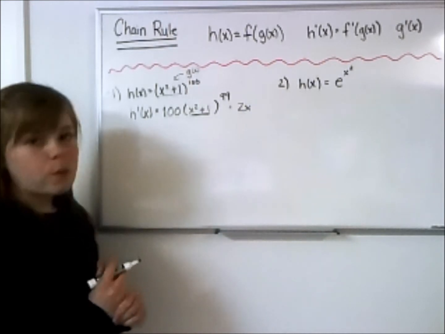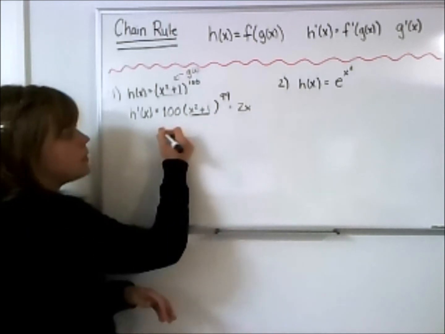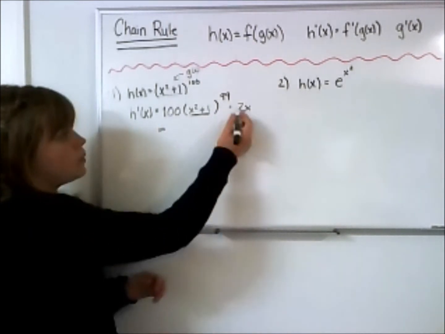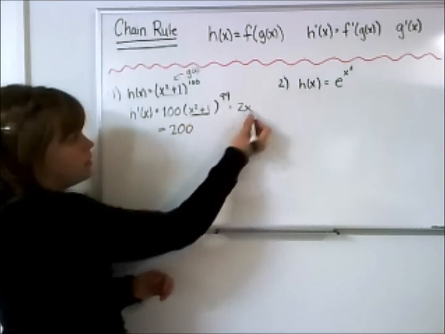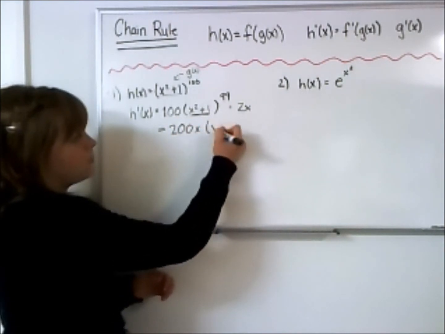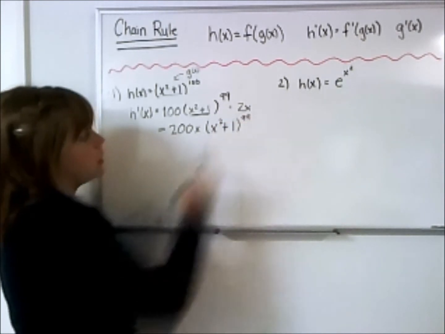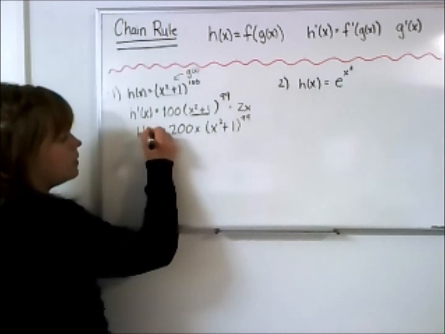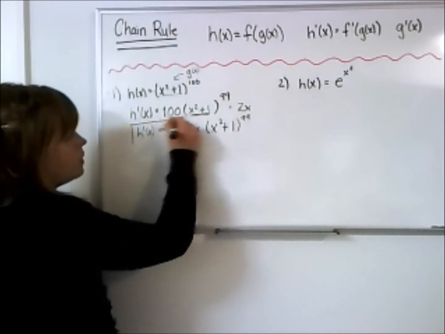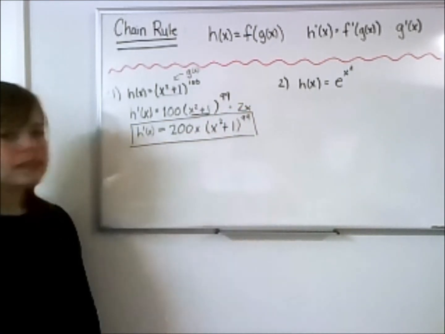I'm just going to take it one step further. The calculus is done, but just to simplify and make things nicer, I'm going to multiply 2 by 100, get 200, and bring the x in front, and x squared plus 1, that quantity raised to the 99th power. And this would be our final answer for this example.